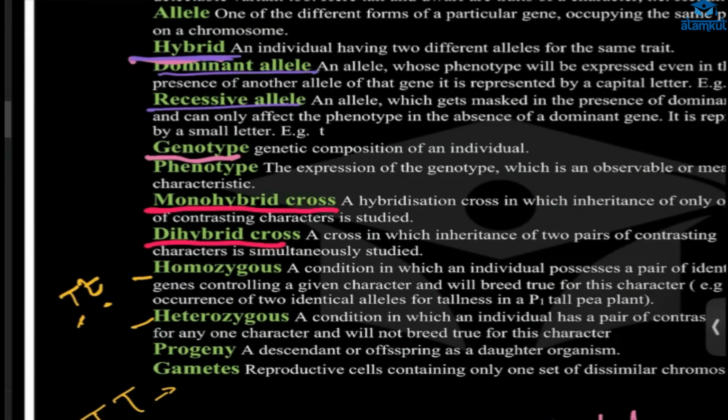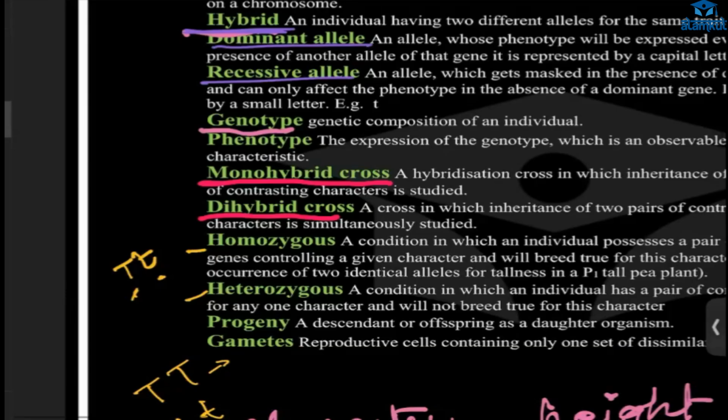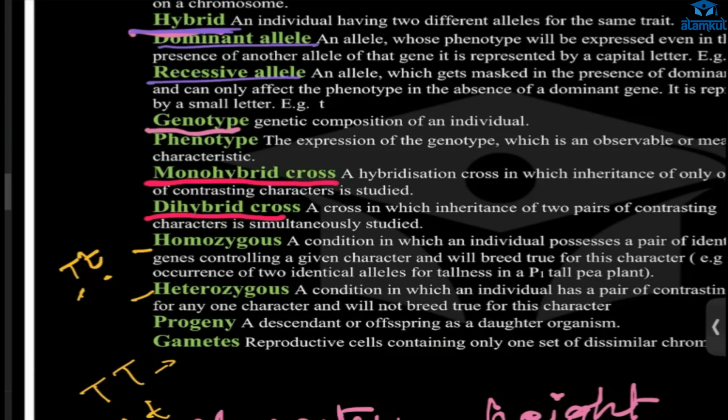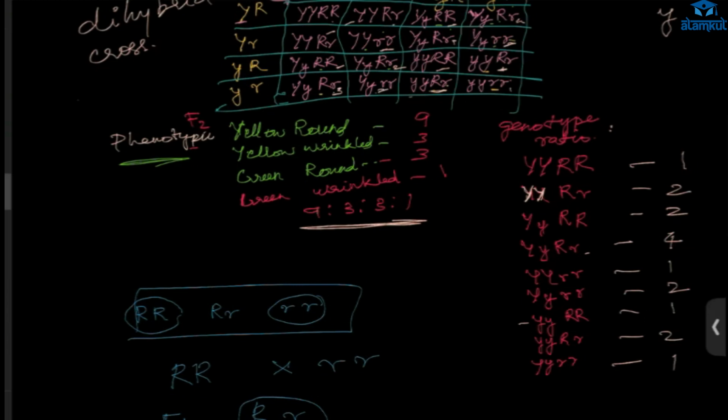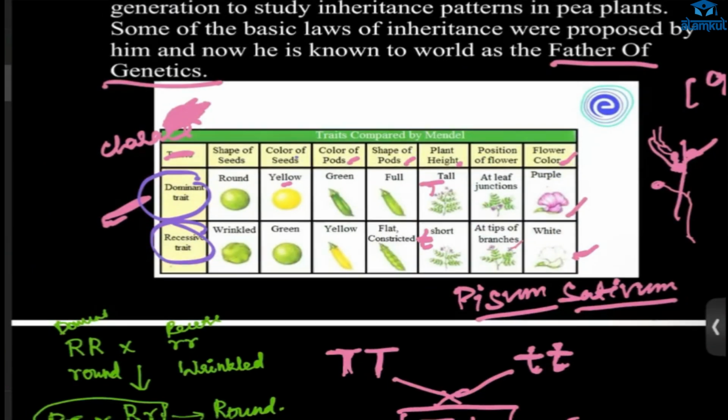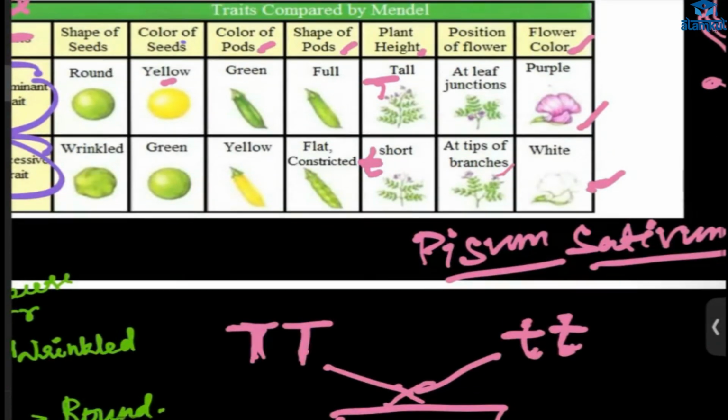Yes, ma'am. Now, previously we have talked about the monohybrid cross, right? Today we'll talk about dihybrid cross. What is that? In monohybrid cross, what did we do? We took only one character and we crossed it. In dihybrid cross, we are going to take two characters. Suppose shape of seed and color of seed.